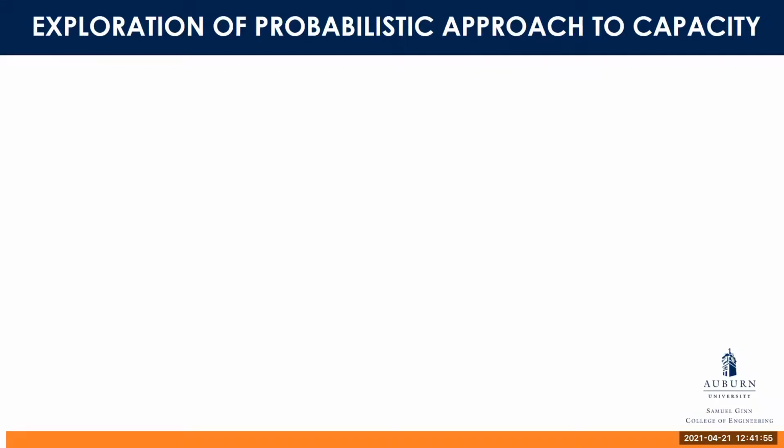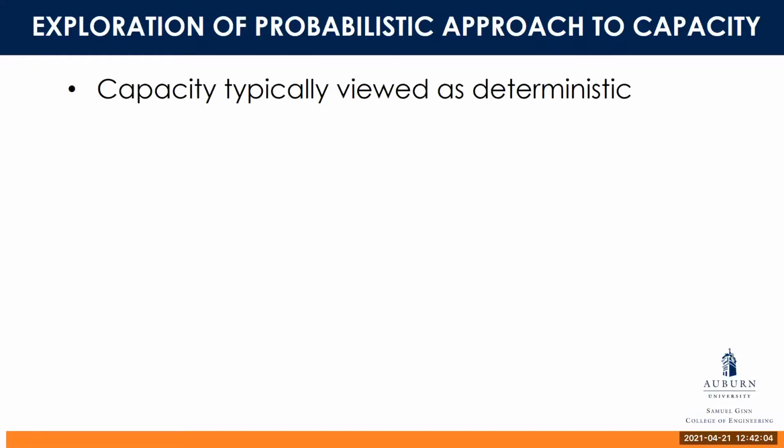So let's move on to the topic of starting to do a little bit of work in exploring capacity stochastically or probabilistically. Typically, we view highway capacity in most any situation as deterministic. In other words, based on a certain set of traffic and roadway geometric characteristics, we've got equations that can produce a single value as here is the capacity on that facility for that given set of traffic and geometric conditions.